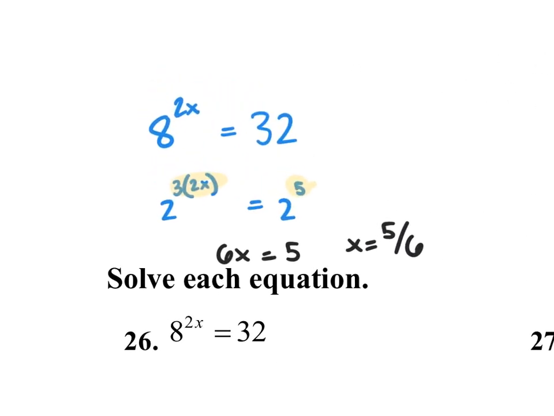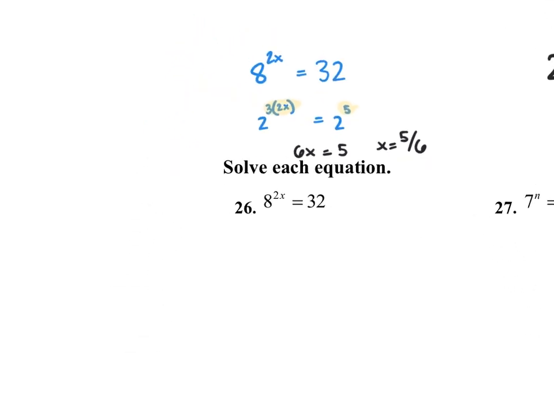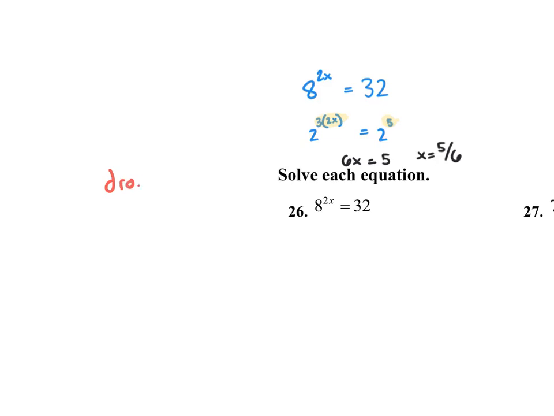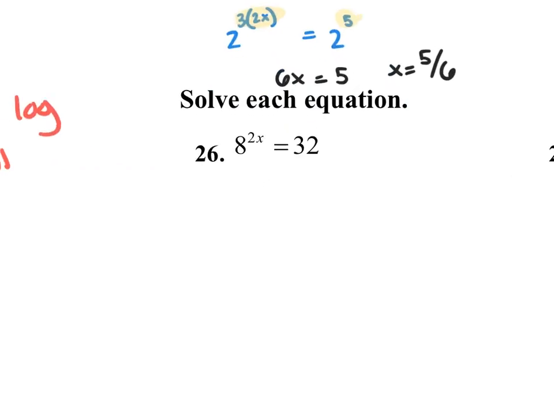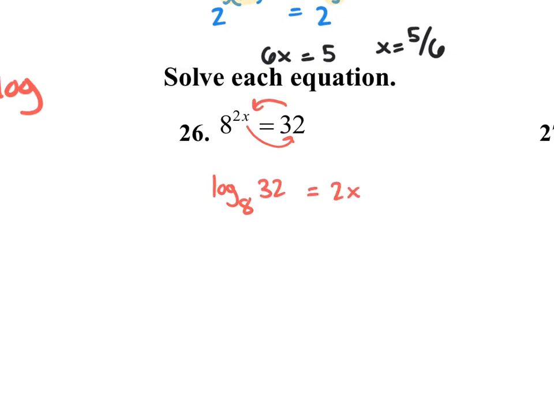If you like doing it this way, and you recognize that the scenario is appropriate for it, you can certainly do it. The other way, though, is to use drop, log, and roll, to where you drop your base, this would be log base 8, and you roll these two. So log base 8 of 32 is equal to 2x.